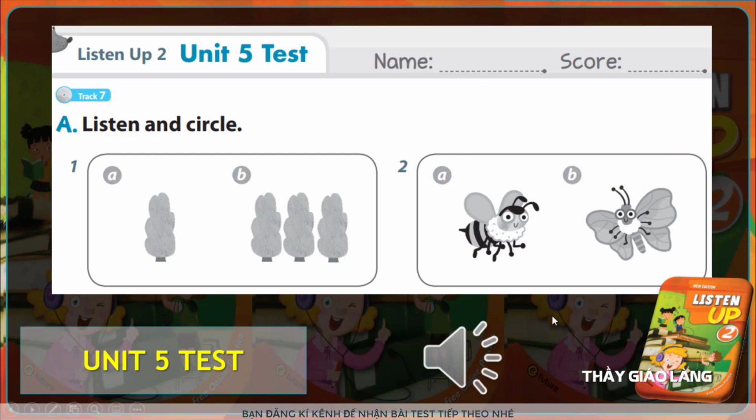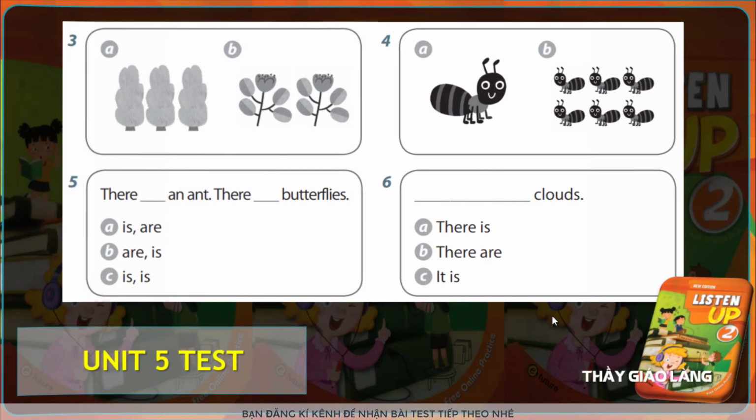Track 7. Listen up. 2. Unit 5. Test. A. Listen and circle. 1. There is a tree. 2. There is a bee. 3. There are flowers. Oh, I like flowers. 4. There are ants. Oh, I don't like ants. 5. There is an ant.